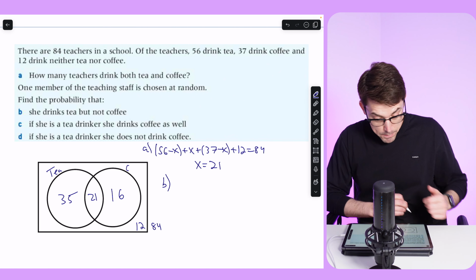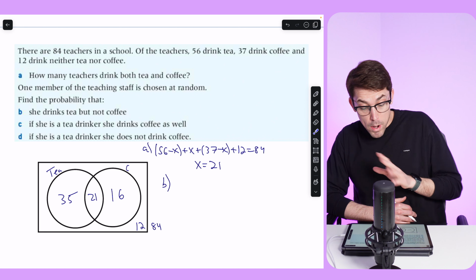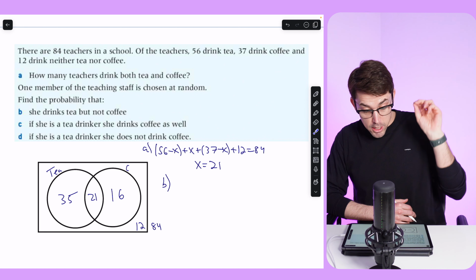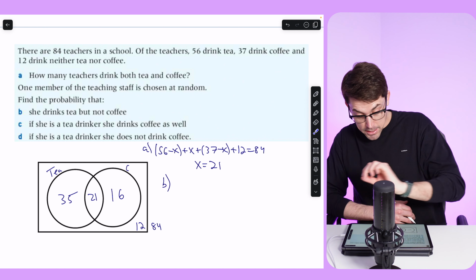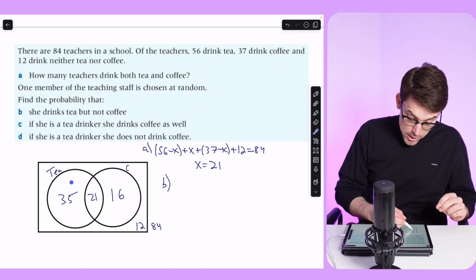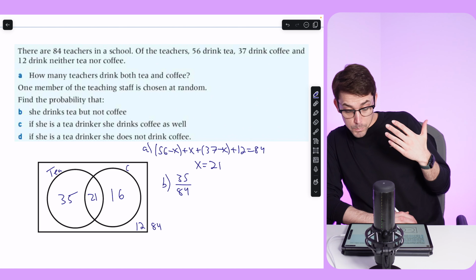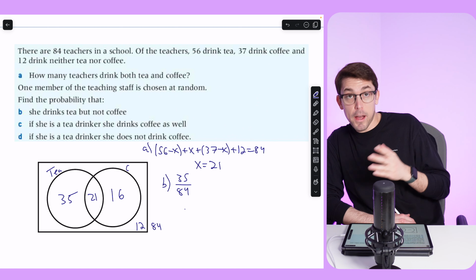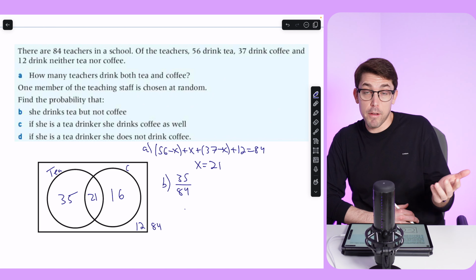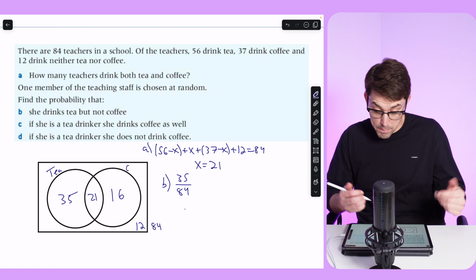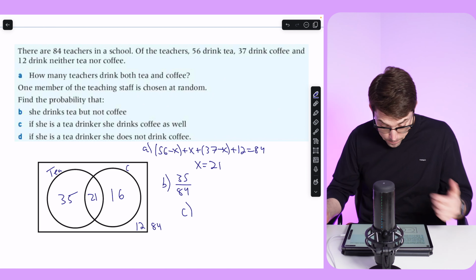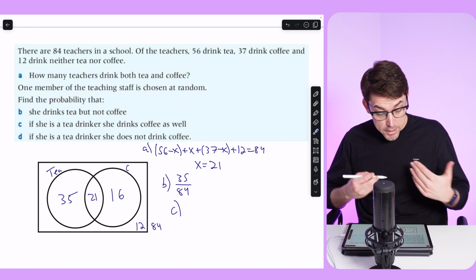Let me go ahead and label this B. The probability that someone chosen at random, one staff member at random, drinks tea but not coffee. Tea but not coffee is just this 35. So I have 35 people out of a total of 84. In this case, we can't really simplify, but you could express this as a decimal or as a percentage. It just depends on what is required in the problem. Now let's go on to C.